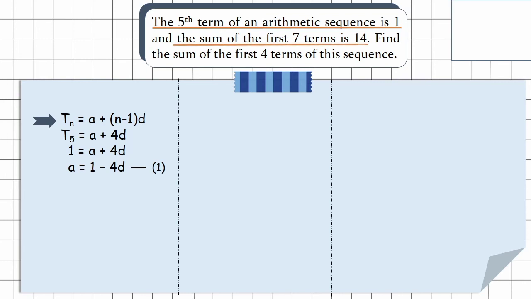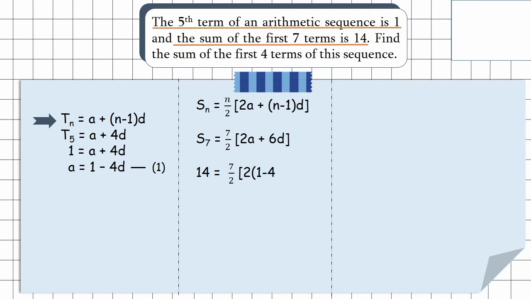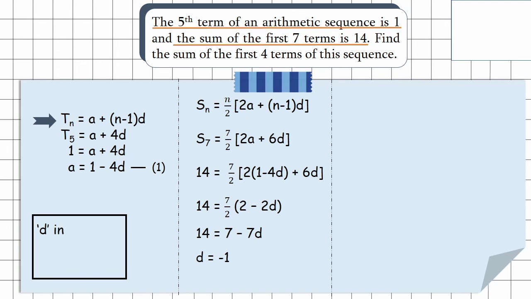Next, given the sum of the first 7 terms is 14. Based on the formula Sn equals n over 2 times 2a plus n minus 1 times D, we will write the sum of the first 7 terms as S7 equals 7 over 2 times 2a plus 6D. Substitute 14 for S7 and equation 1 for A. Solve the equation and find the value of D. To find the value of A, substitute the value of D in equation 1.